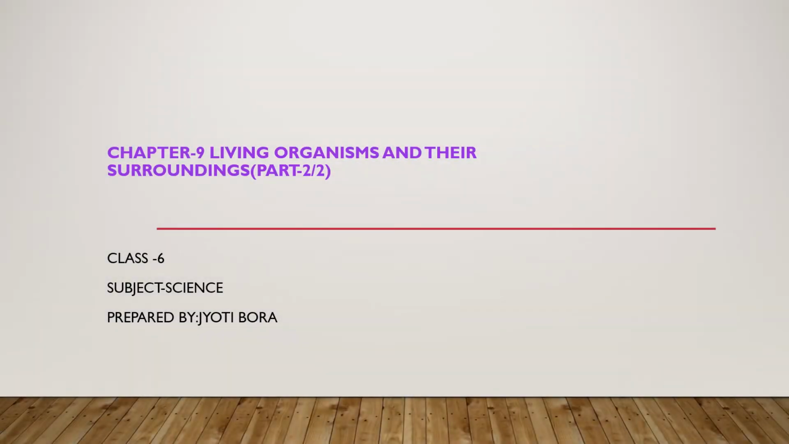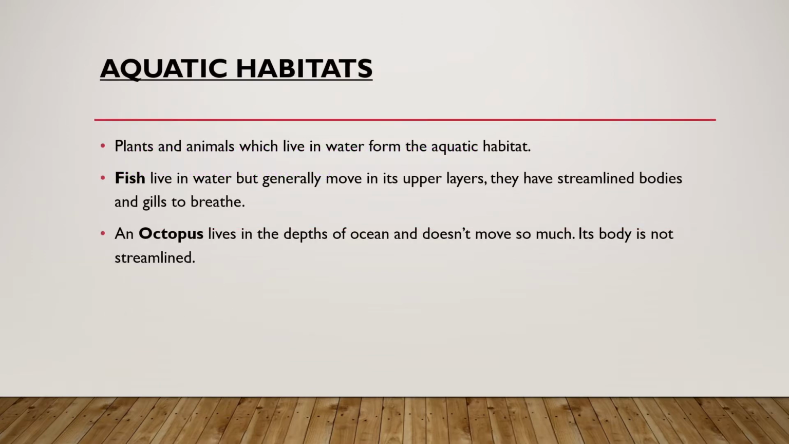Part of the chapter Living Organisms and Their Surroundings. So far, we have discussed the adaptations, the habitats, and terrestrial habitats. Today, we will start with aquatic habitats. The plants and animals which live in water form the aquatic habitat.